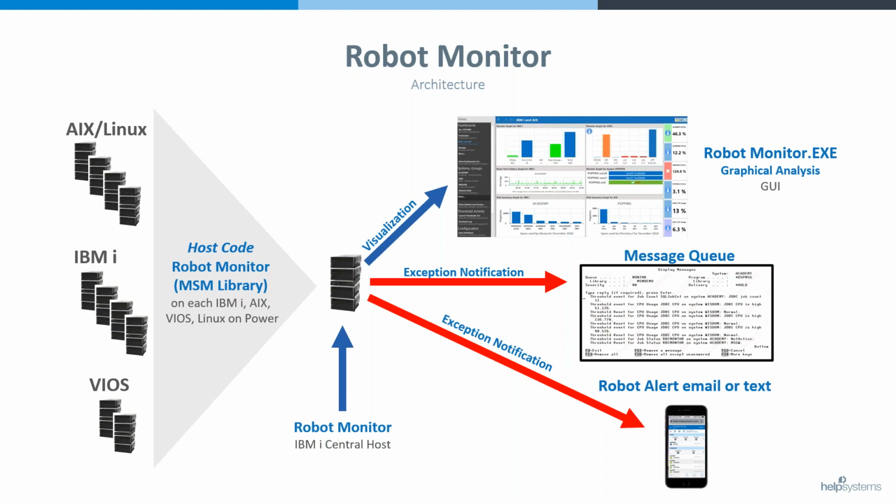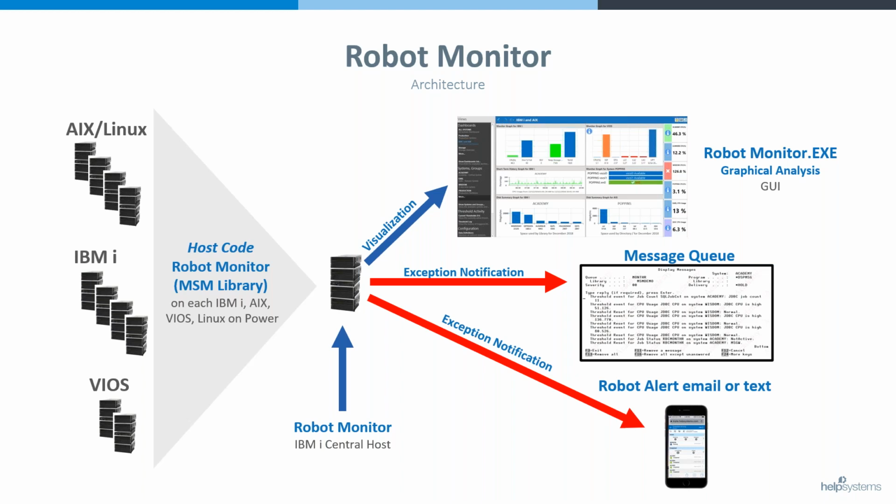And that graphical interface is used then to extract the data from the central Robot Monitor host system where the data is stored. One of the questions we get is, how it seems like you're collecting a lot of data. We actually collect most of our data every 30 seconds. That could be a lot of data. How do you keep it compact? Well, we have purge routines, of course, and likewise, we store the data using variable length fields in DB2 on IBM i, so we store it very efficiently.